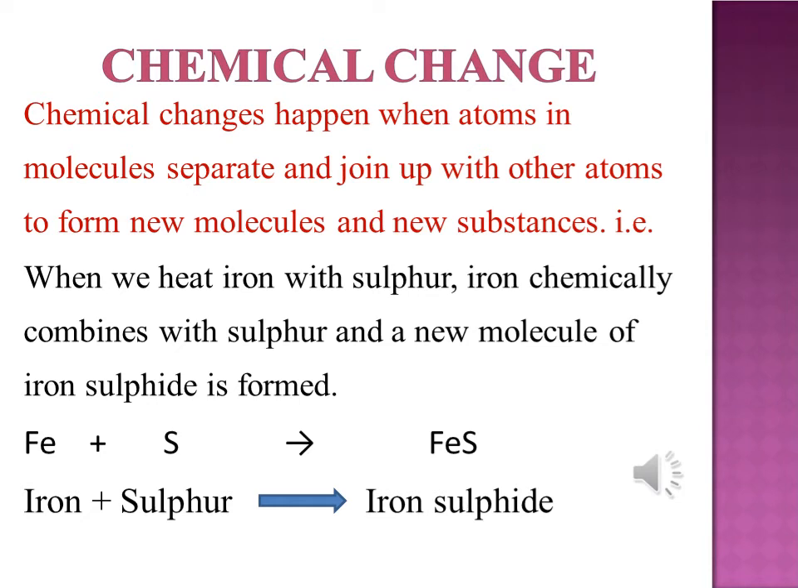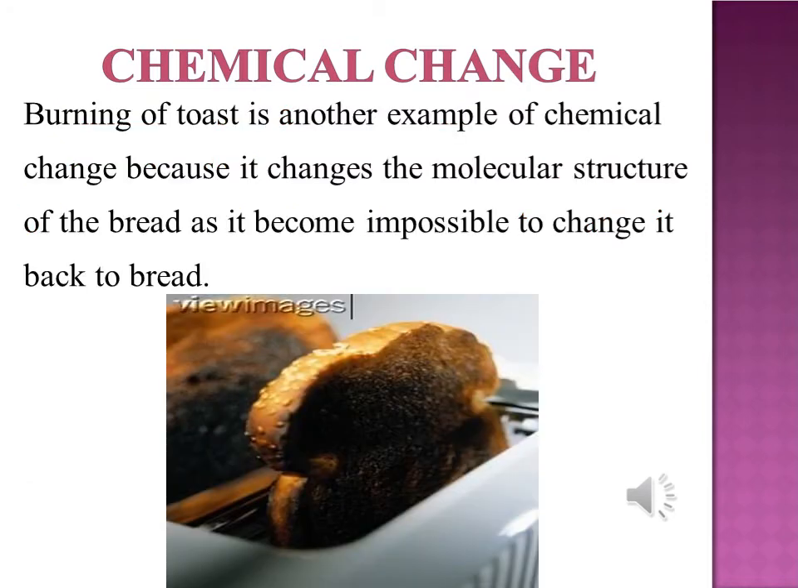Chemical change. Chemical changes happen when atoms and molecules separate and join up with other atoms to form new molecules and new substances. That is, when we heat iron with sulfur, iron chemically combines with sulfur and a new molecule of iron sulfide is formed. Fe plus S gives FeS. Iron plus sulfur gives iron sulfide. Another chemical change example is burning of toast, because it changes the molecular structure of the bread as it becomes impossible to change it back to bread.